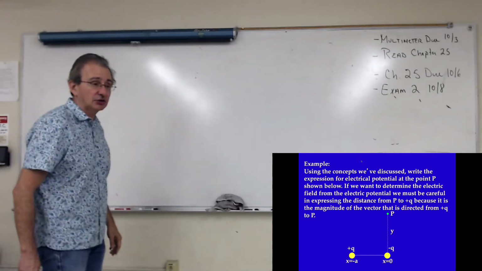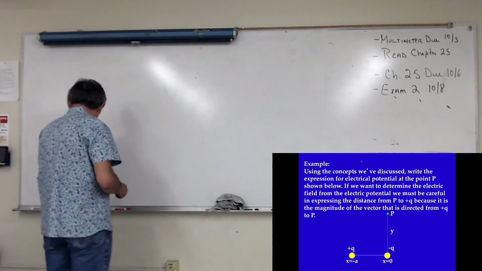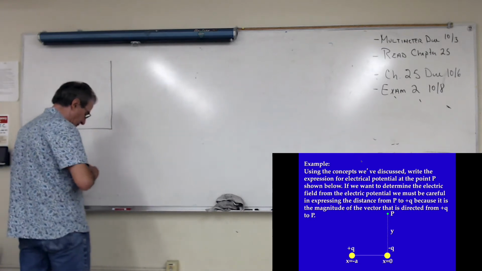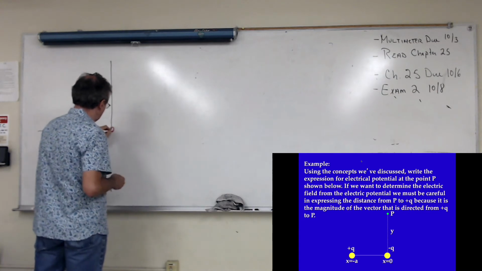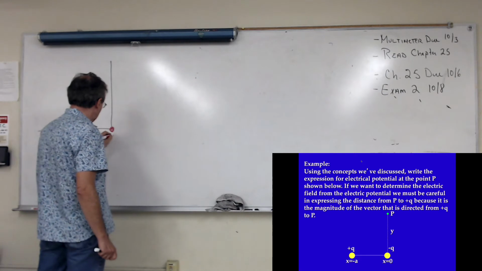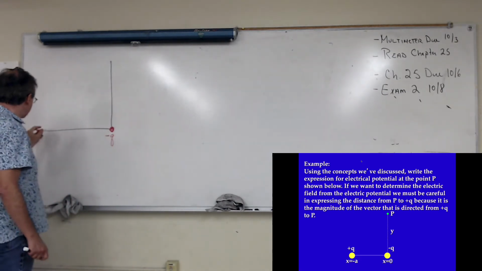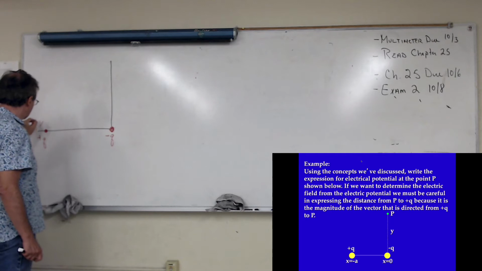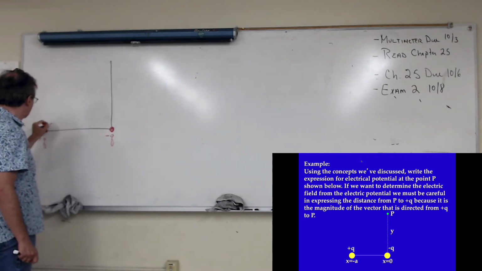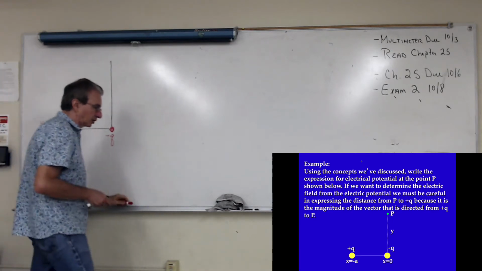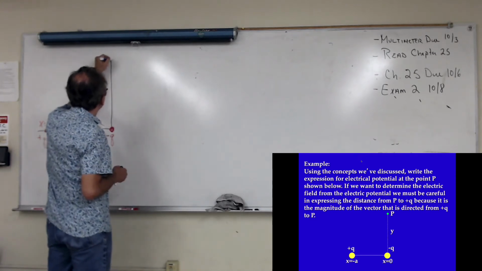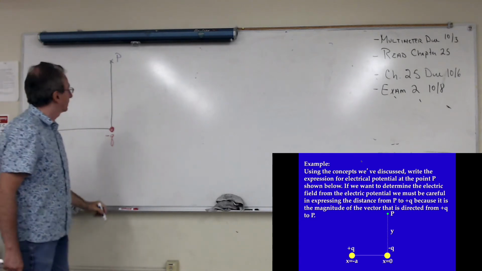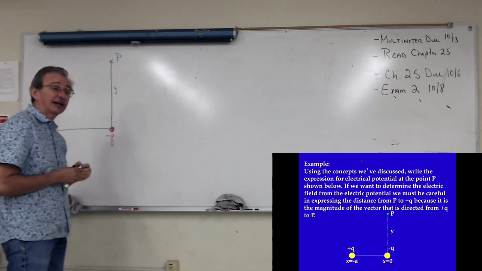I have 2 point charges located along the x-axis. One is at the origin, and this is negatively charged. And the other one is right here, positively charged. This is x equals minus a. We want to determine the electric potential at point P up here, at some location y above the x-axis.